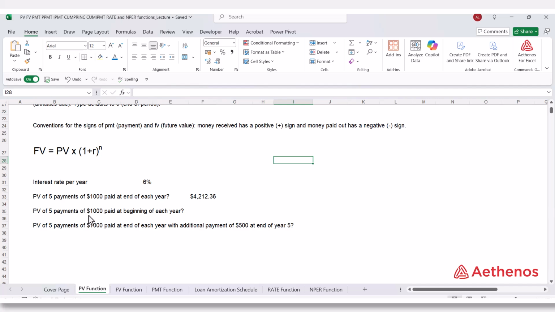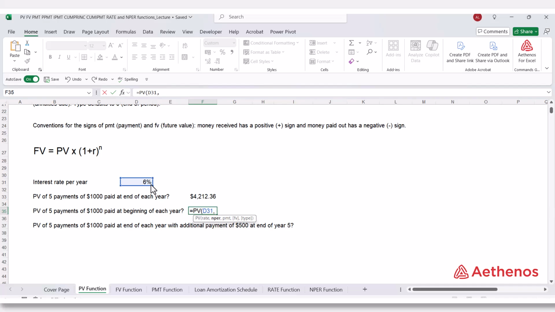And we have another cash flow series: 5 payments of $1,000 paid at the beginning of each year. We want to find the present value. Here the difference is the cash flow is at the beginning of the year; before it was the end of the year. So let's do the function equals PV, same rate, number of payments again 5, and PMT is minus 1,000 again. Future value is 0. Here we select beginning of the period, or option 1, for the type.